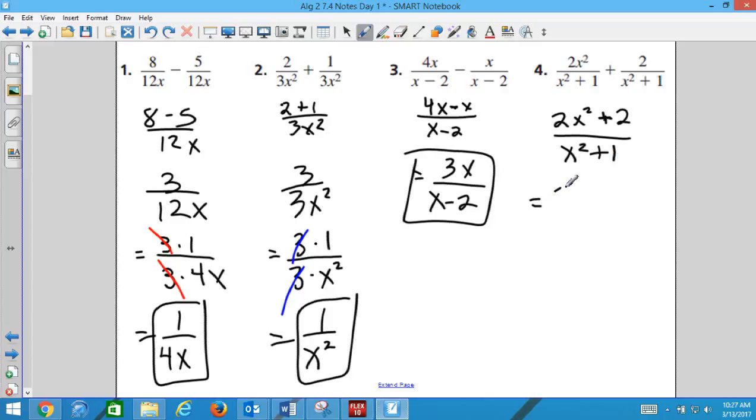On top, a 2 comes out of x squared plus 1. And on the bottom, we have x squared plus 1. So what can factor out of the bottom? X squared plus 1. What can factor out of the bottom? A 1. So that the x squared plus 1s can cancel.